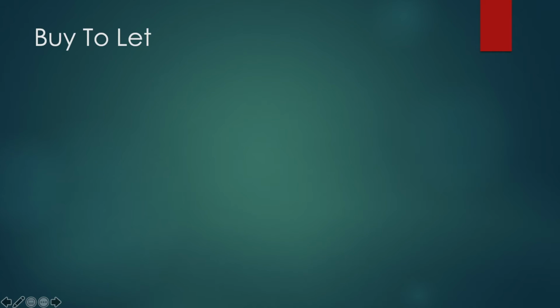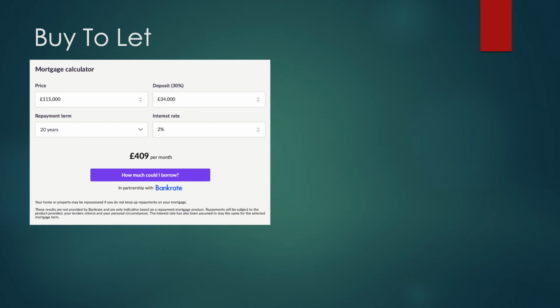The second way my client could invest into property is through buy-to-let. So by looking at the same property we've just looked at, rather than requiring £115,000 to outright buy it, my client could use a mortgage. This will require a lot less capital and could only require 30%. So using a 30% deposit as an example, this requires £34,000 of capital.